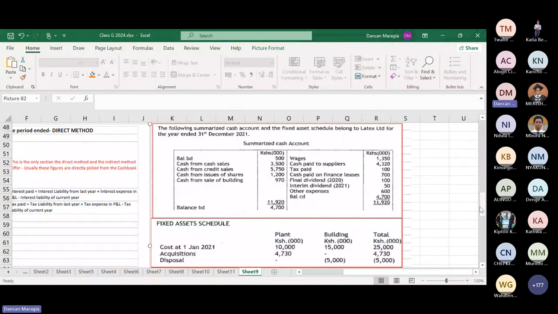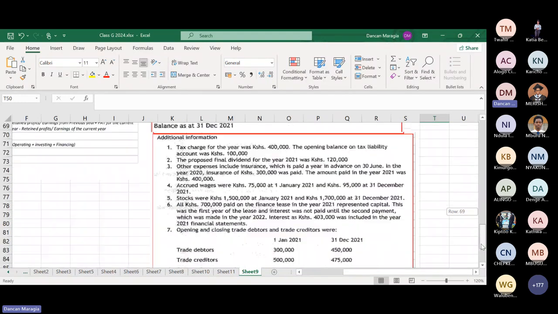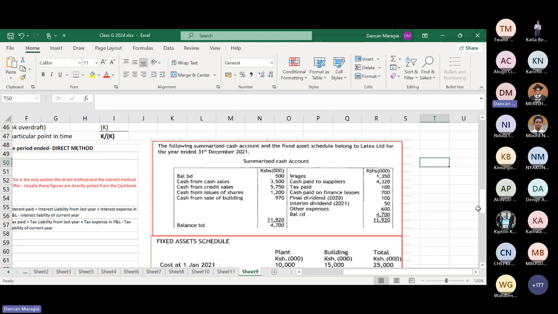So the following summarized cash account and fixed asset schedule belong to Lactex Limited for the year ended 31st December 2021. Here the examiner has not given you statements. I refer back to what Brian asked: if you are not given the statement, then the examiner is giving you the cash account and a few concepts. So you can pick the cash.